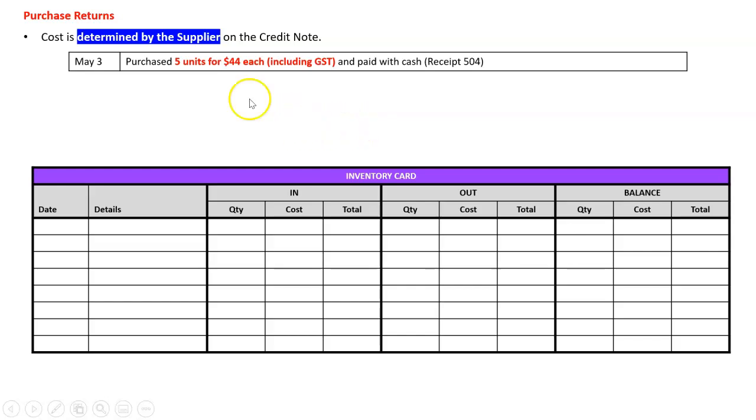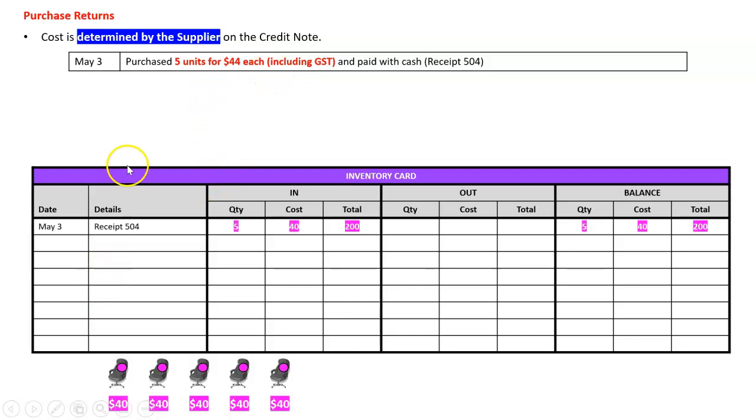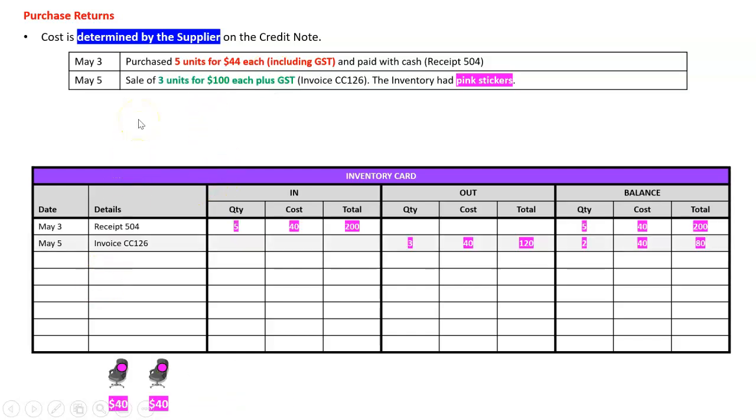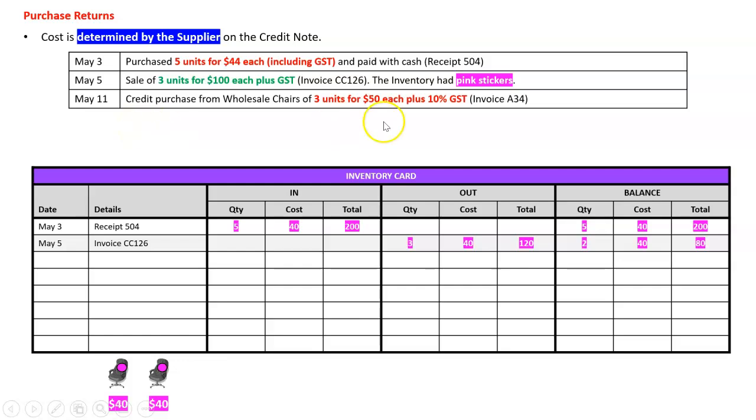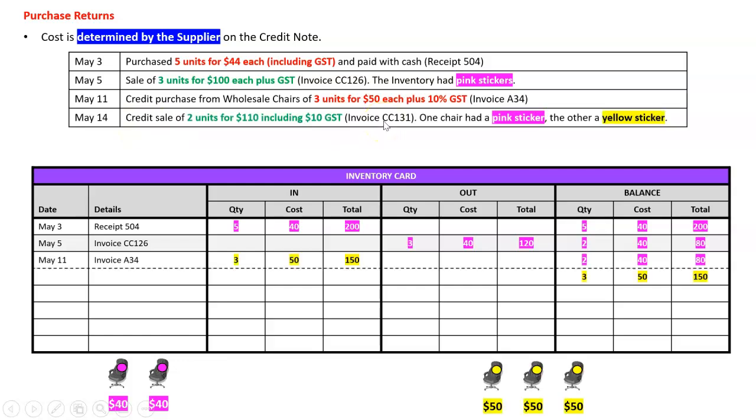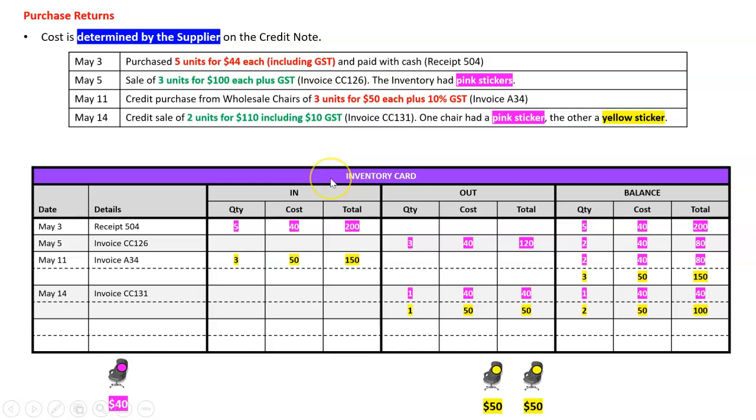So let's deal with the exact same transaction. We're going to have the exact same info up to May the 15th. So we're going to have 5 units at $40. Then we sell 3 of those, so they go out. Then we buy 3 at $50, and then we sell 2 of those, and that's where we left it with the previous example. So what have we got left? We've got 1 at $40 with a pink sticker, 2 at $50 with yellow stickers.